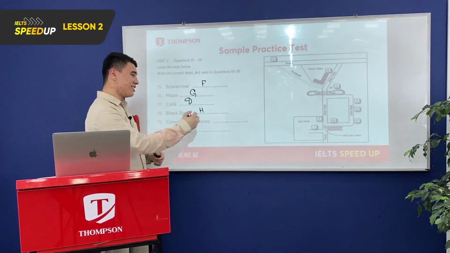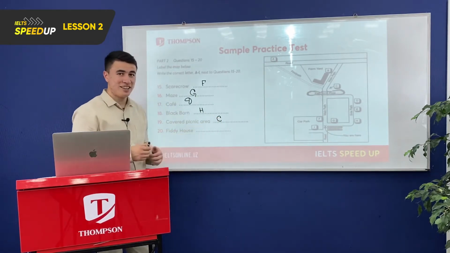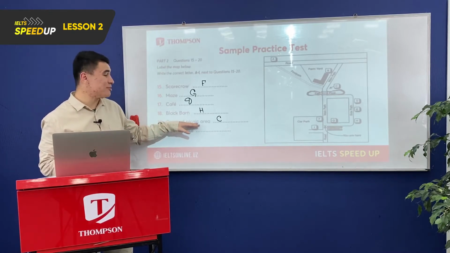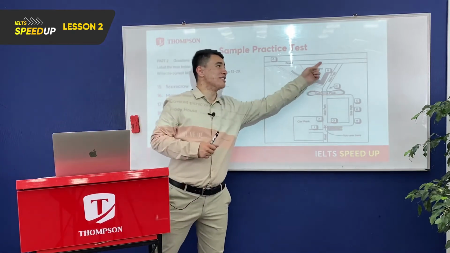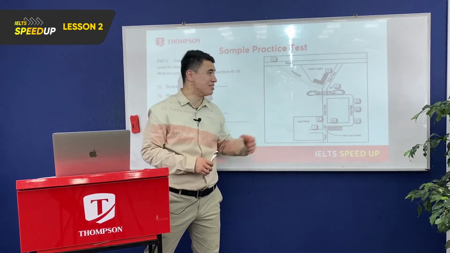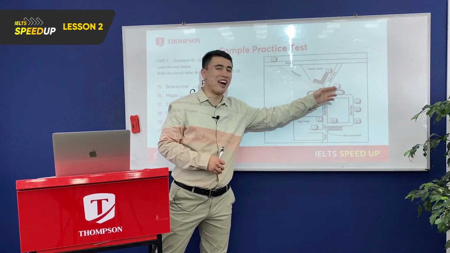So, the answer is C, because the speaker mentions that there is a covered picnic area near the farmyard where you just cross the bridge. It is on your right.